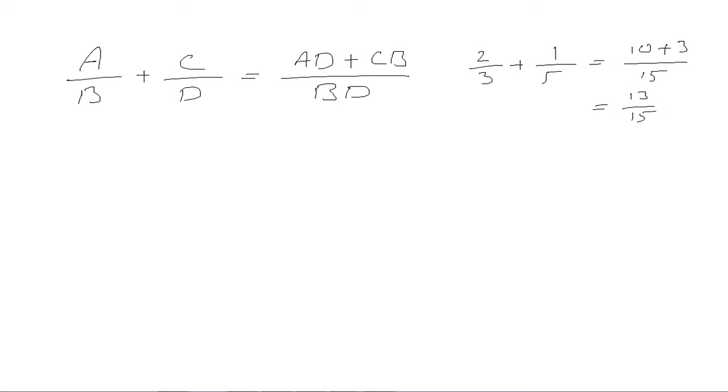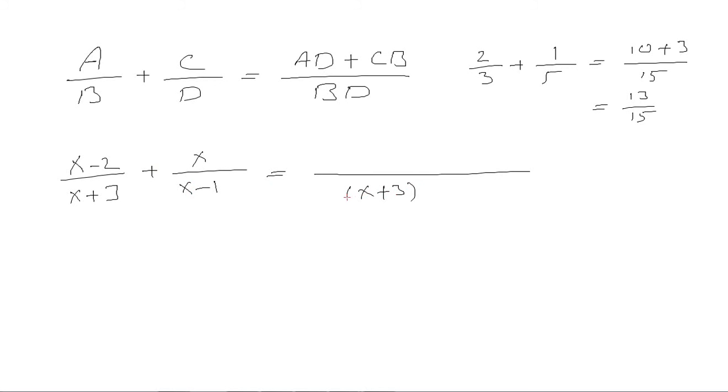So the same concept is used when you're adding up rational expressions. For example, if I have x minus 2 over x plus 3, and I'm adding that to x over x minus 1. The common denominator would be x plus 3 times x minus 1. And then using the formula, AD plus CB.